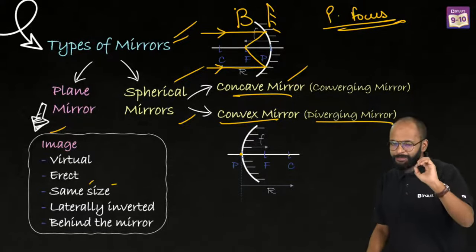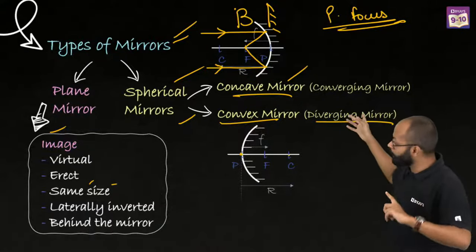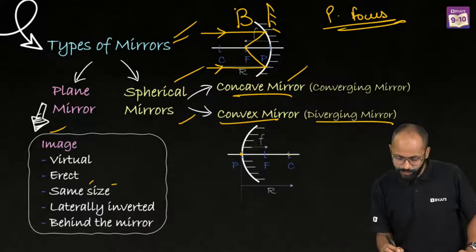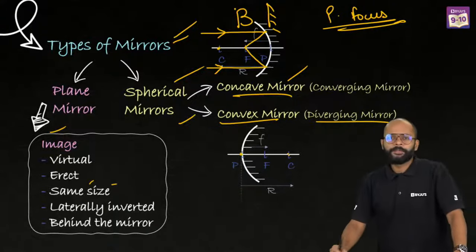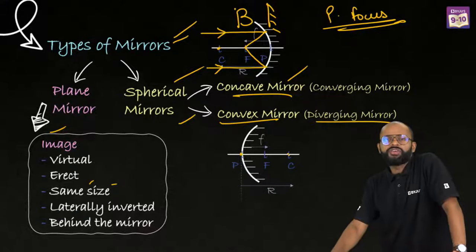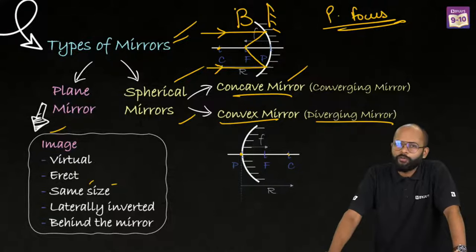So when they have been cut from a bigger sphere, the center of that sphere of which these mirrors were a part of, that is called as center of curvature, right? Okay, center of curvature se pole ke beech ka distance, the distance between center of curvature and pole is called as radius of curvature.